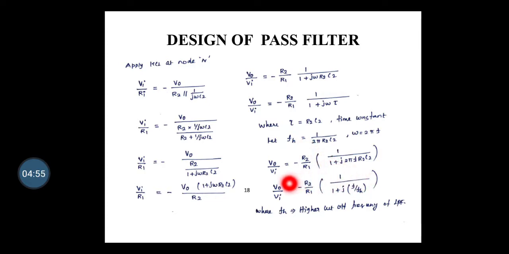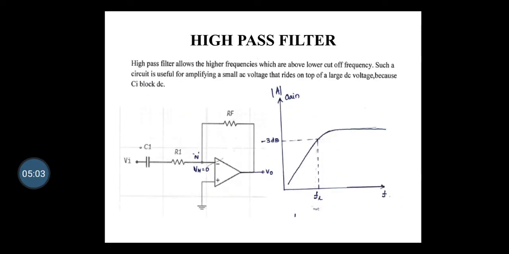So, the final result is V0 by Vi will be equal to minus R2 by R1 into 1 divided by 1 plus f by fh. Then we are entering into high pass filter. High pass filter allows higher frequencies which are above the cutoff frequency and blocks the lower frequencies. The signal shows like this. So it allows higher order frequencies but blocks lower order frequencies. Okay. So this is the diagrammatic representation of high pass filter.